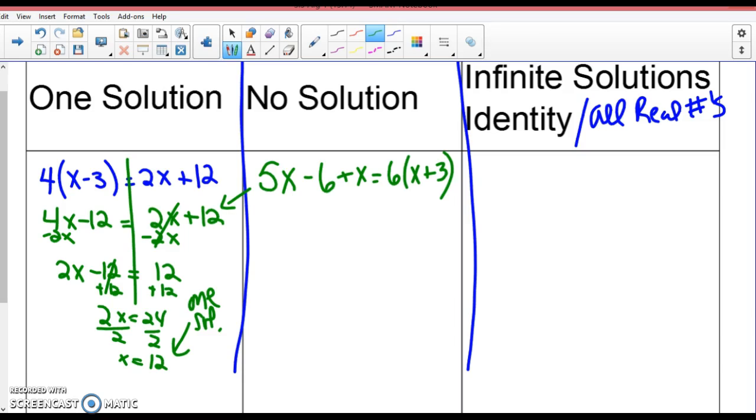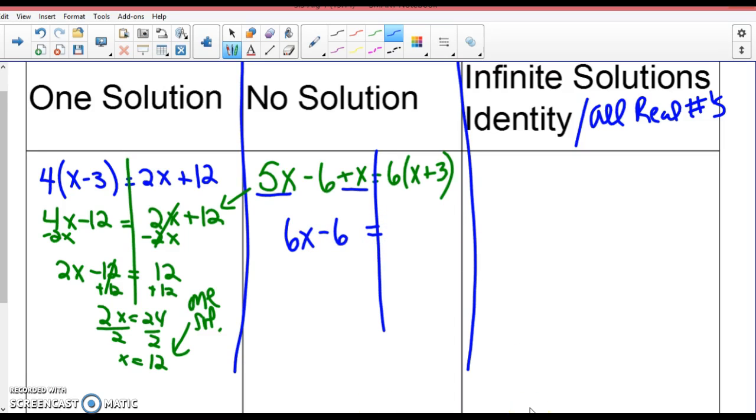Solving equations. First step is to simplify both sides. I'm going to draw my line down the middle. What do I need to do on the left-hand side to simplify it? Combine my terms. 5x plus x is 6x.